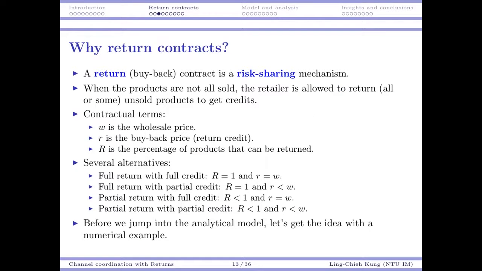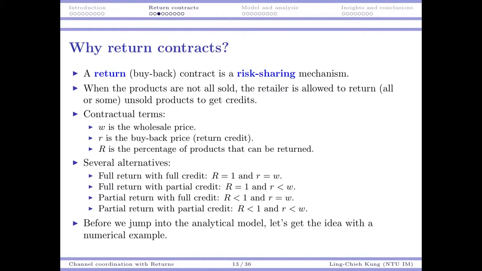So a return contract, as we say, is a risk sharing mechanism. When the products are not all sold, the retailer is allowed to return, according to the policy, all or some unsold products to get some return credits. These are just the transfer payments from the manufacturer to the retailer based on the amount of unsold or returned products. We call it the return credits.